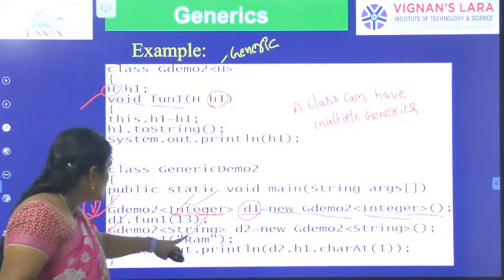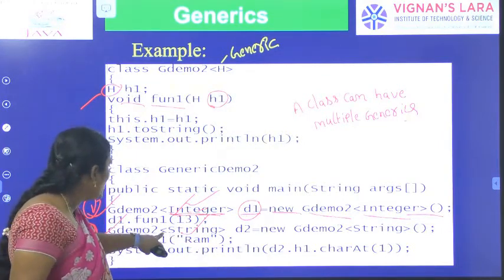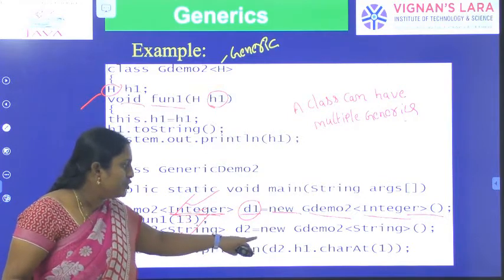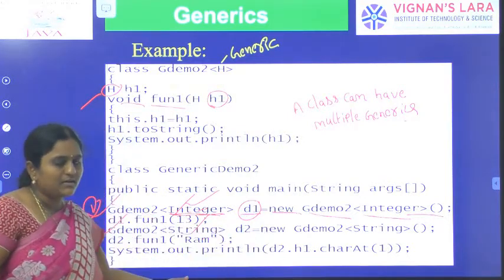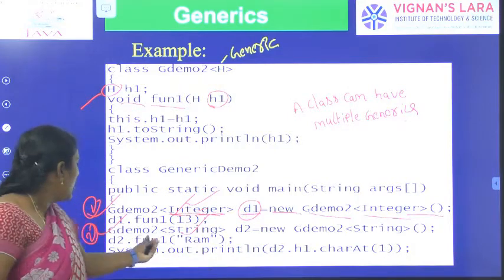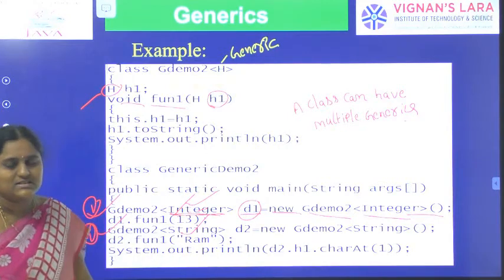After that I am creating one more generic statement. Here GDemo2 String. Next, d2 equals new GDemo2 String. So next we can create an object of the generic class. After that d1.function1. Here our function1 is there. It is an instance method.